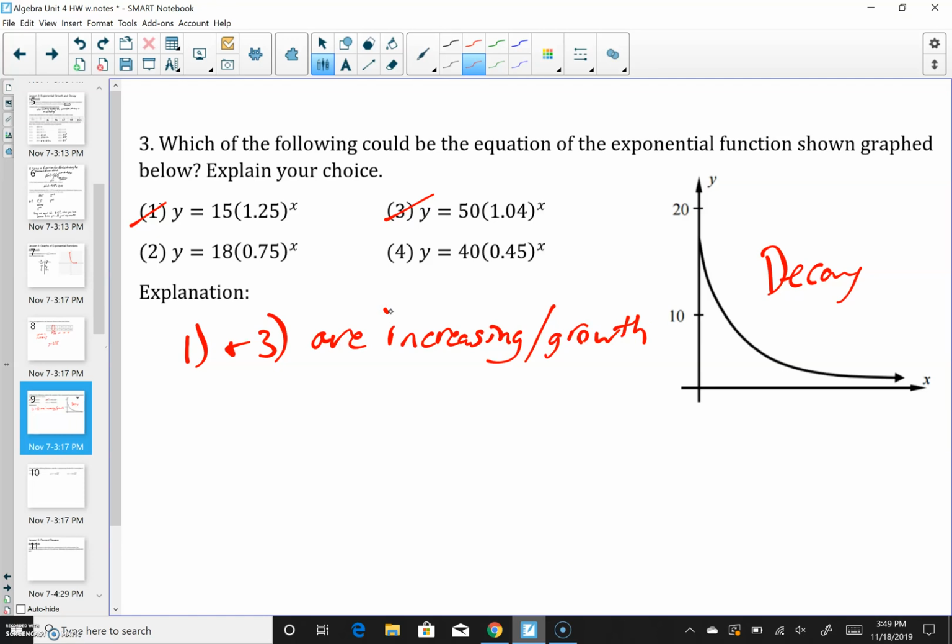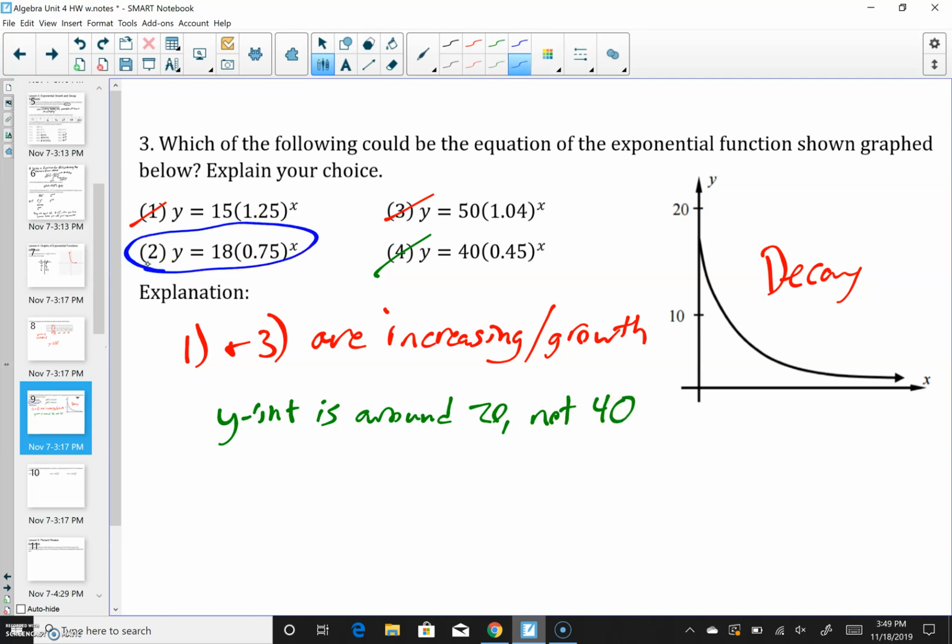So then next I have to look at between choice 2 and choice 4. I'm going to cross out choice 4. And the reason is the y-intercept is around 20, not 40. So therefore that leaves us with our correct answer of choice 2. It has a y-intercept somewhere around 20, which this one is, 18, and then it's decaying, so it has to have a multiplying number of less than 1, which it does at 0.75.